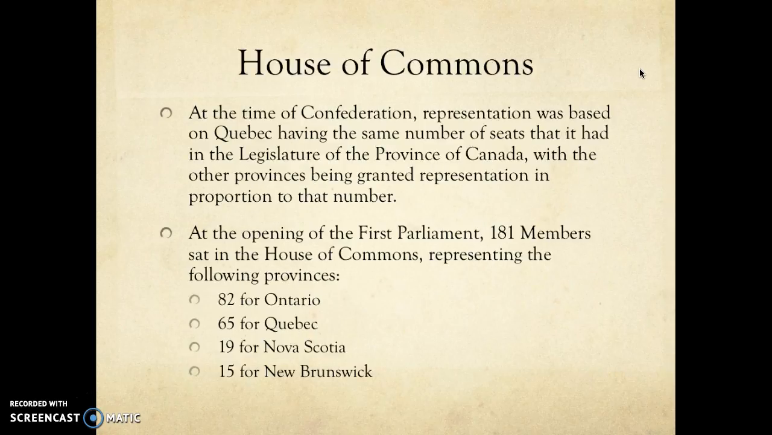The House of Commons. At the time of Confederation, representation was based on Quebec having the same number of seats that it had in the legislature of the province of Canada, with the other provinces being granted representation in proportion to that number. At the opening of the first Parliament, 181 members sat in the House of Commons representing the following provinces: 82 for Ontario, 65 for Quebec, 19 for Nova Scotia, and 15 for New Brunswick. With few exceptions, anyone who is qualified to vote can run for a seat in the House of Commons. The Constitution Act provides for the size and distribution of representation in the Commons, as well as for future readjustments or redistributions.